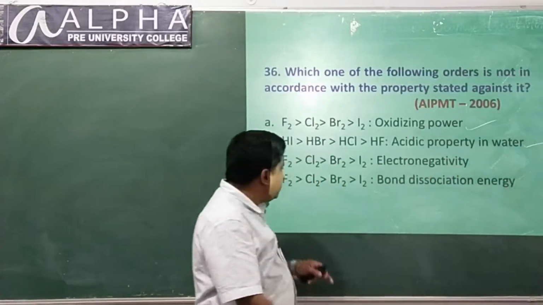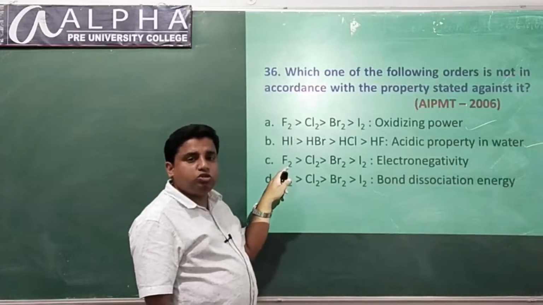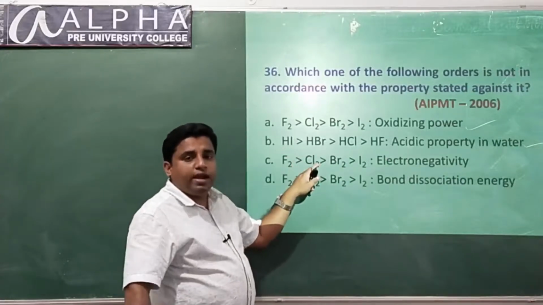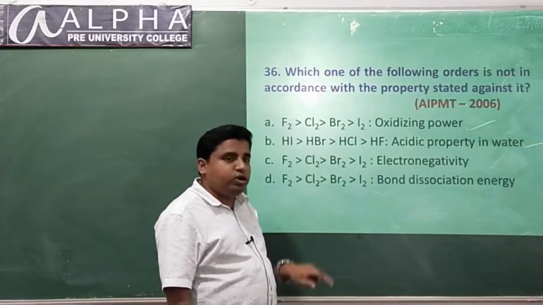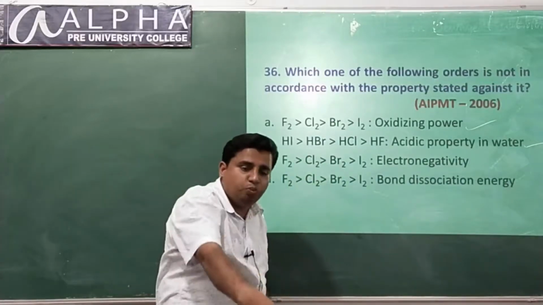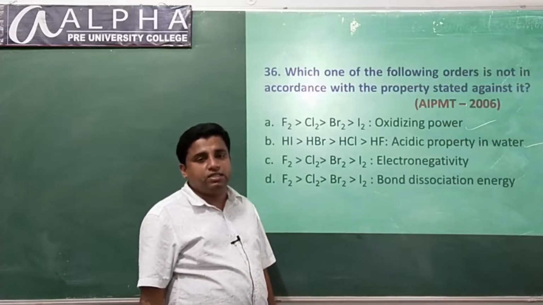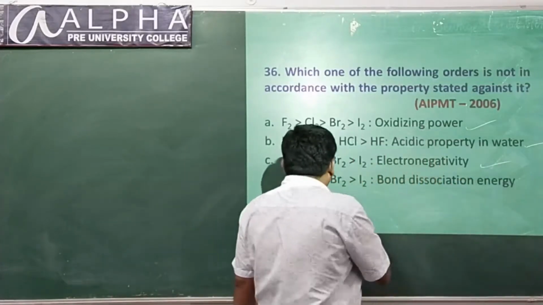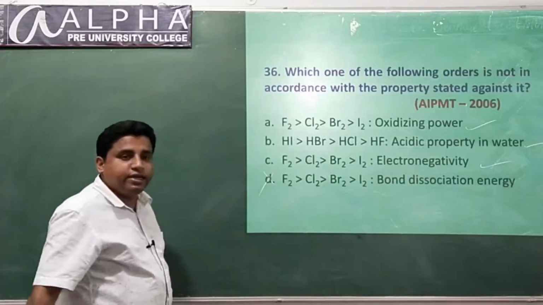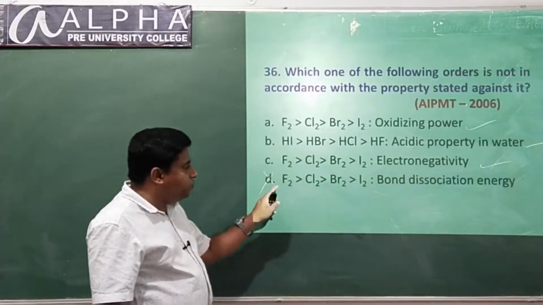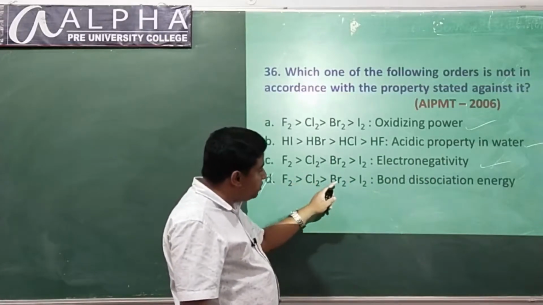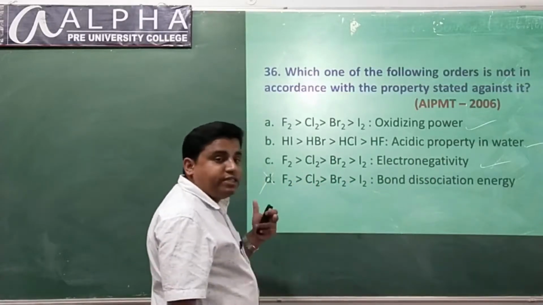The next option is also correct. Fluorine is more electronegative than chlorine. Chlorine is more electronegative than bromine. Bromine is more electronegative than iodine, because down the group, electronegativity decreases. Very simple. So this order is also correct. Therefore, this is supposed to be wrong: the bond dissociation energy of fluorine is more than chlorine, more than bromine, more than iodine. No, it's wrong. What is the actual order?